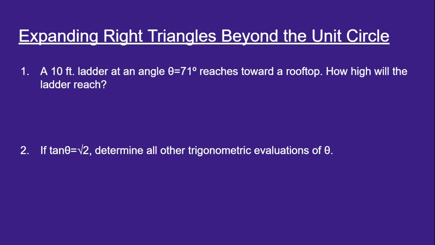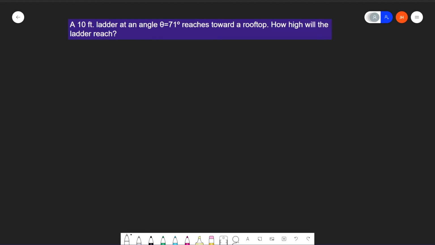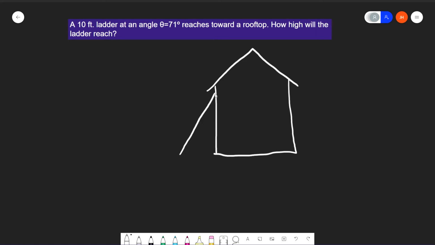To start with this, it'll be useful if we pull up our whiteboard and draw a diagram. This is a pretty standard trigonometry problem, which you might have actually solved in your geometry class in the past. So let's go ahead and draw ourselves a little house with a rooftop, and a ladder which is leaning against the side of this house. I have a ladder drawn right here.